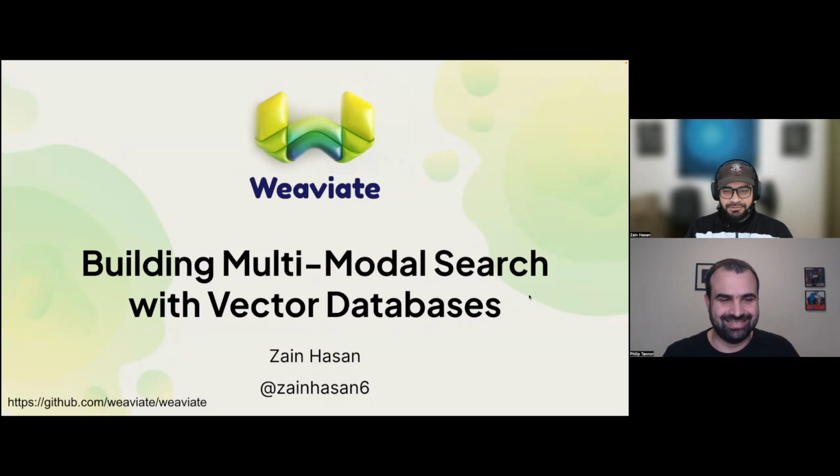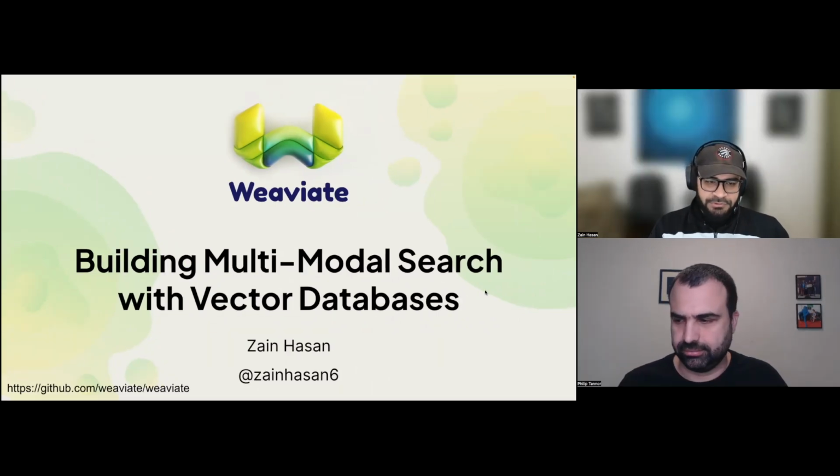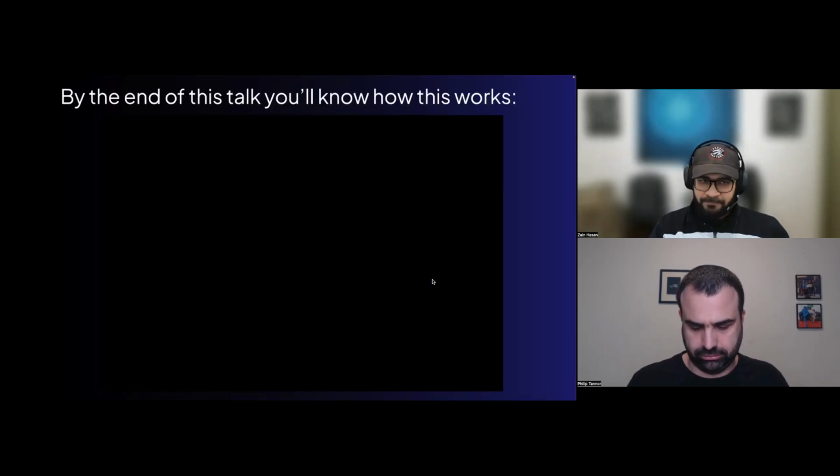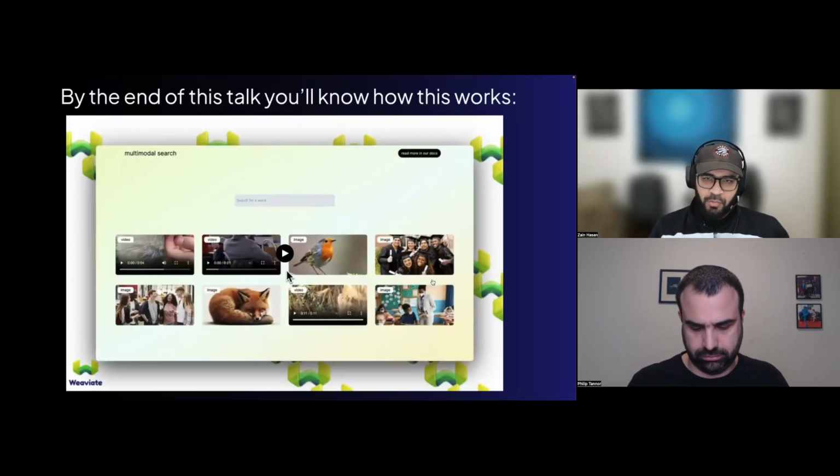Okay, cool. I'm going to be talking a little bit about multimodal search with vector databases. As Philip mentioned, Weaviate is fully open source, so you can get the source code here. I'll talk a little bit more about that as well. But I wanted to start off by showing you what the end product of this talk is. So here's an app that we built on top of multimodal search and multimodal retrieval. I'll just play this for you and shut up so you can get an idea.